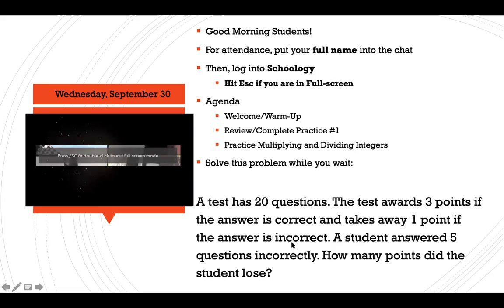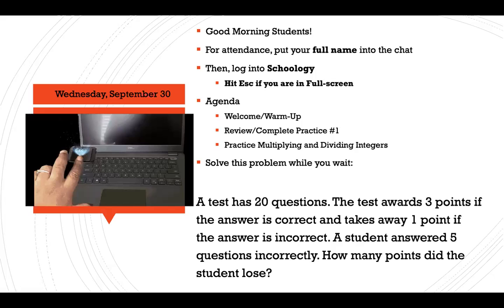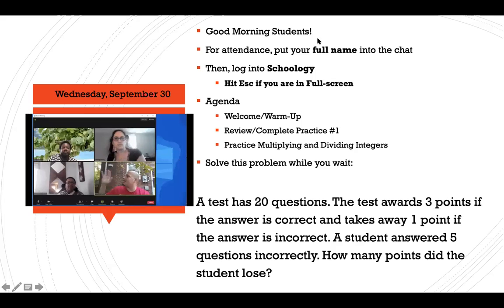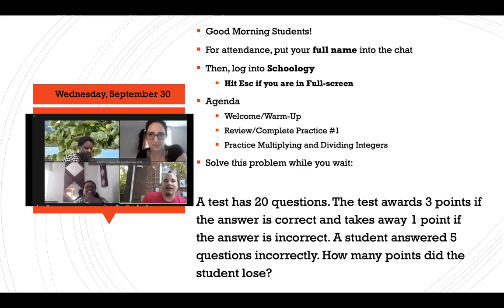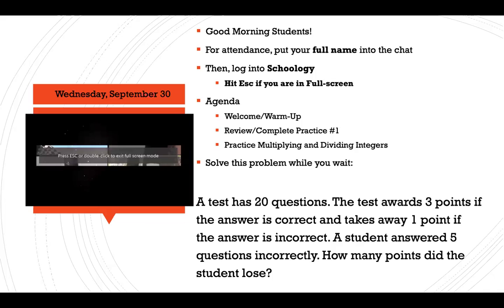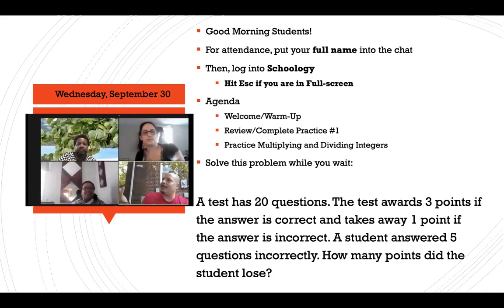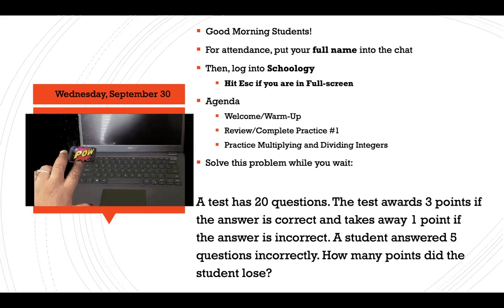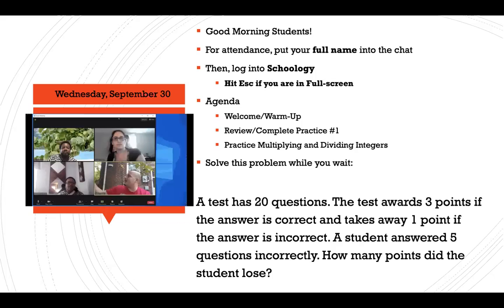If a test has 20 questions and the test awards 3 points if the answer is correct and takes away 1 point if the answer is incorrect, the student answered 5 questions incorrectly, so how many points did the student lose? Would that be 4? Because when you look at this, they say 20 questions. Hold on, give me 1 second. Okay, there it is. All right. So I go back to what I was saying. The test had 20 questions, and it awards 3 points if the answer is correct and takes 1 point if the answer is incorrect. The student answered only 5 questions incorrectly.